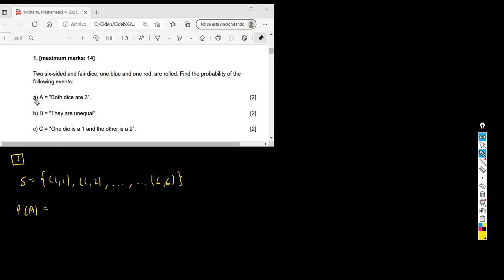The probability for the event A, both dice are 3. There is only one outcome favorable to this event, which is this one. This one is the only favorable outcome. So you have one favorable over 36 possible ones. Remember that this is a set of 36 elements. So the probability of A is 1 over 36. Not much to be done here. It's quite simple, this problem, anyways.